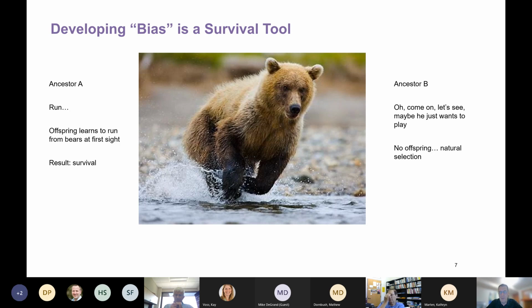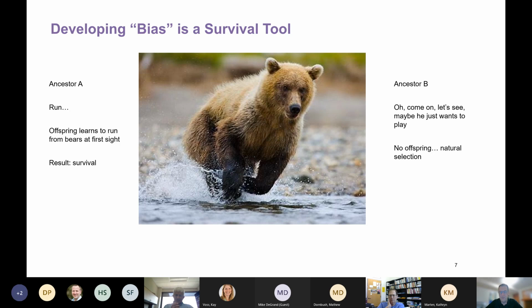It's a learned behavior. Ancestor B maybe had a different approach. They said, let's see, maybe the bear just wants to play, and got eaten as a result. So there was no offspring. The bias could not be passed down. Or, let's play with that poisonous snake instead of taking a step back, right? So bias, principally, is not a bad thing. It is a survival mechanism. It allows us to focus just on a few things that require the highest attention, whereas our body autonomously deals with most everything else.